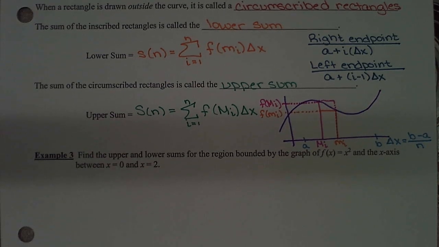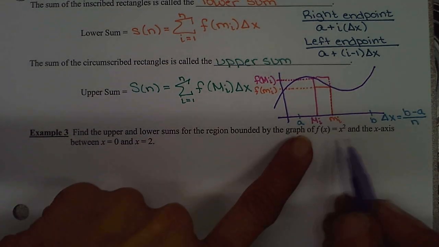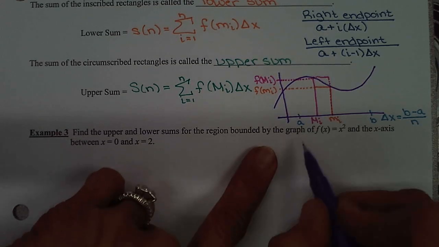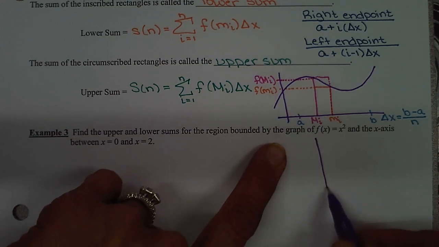So for example 3 here, it says that we're supposed to find the upper and lower sums for the region bounded by the graph of f of x equals x squared and the x-axis between x equals 0 and 2. So for this problem, the first thing we're going to need to do is come in here and draw a quick little sketch of what this is going to look like so we can have an idea of what we're working with, where we've got our upper sums, where we have our lower sums, and so forth.